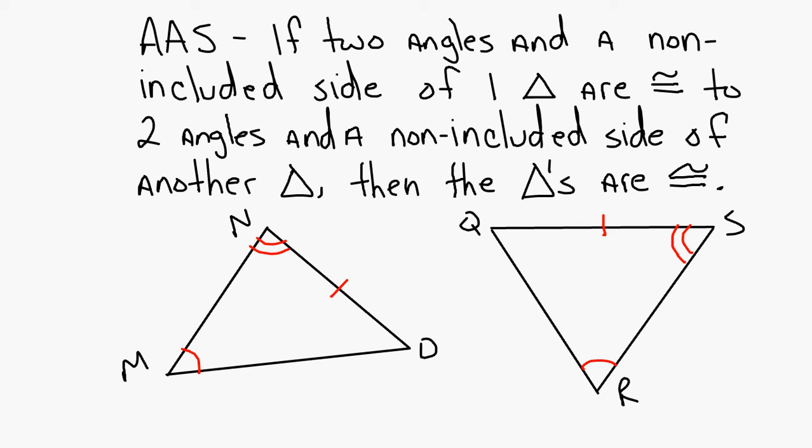And the same concept applies if you're asked, can you use angle, angle, side to prove the triangles are congruent? If you can, it's yes or no, and then explain the reasons. List the angles that are congruent and the side, and make sure that your side is non-included when you're dealing with angle, angle, side.